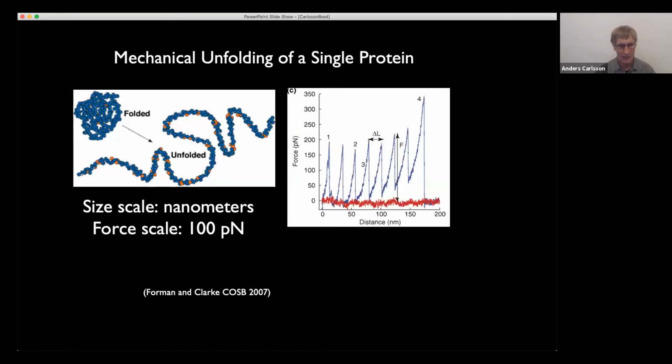And finally, this is not quite part of the story, but I just think it's really neat that you can unfold a single protein by exerting a force on it. So you can grab either end of a protein and then start pulling on it, and as a function of distance, you unfold domain after domain after domain of this protein. And the force scale for that is only over 200 piconewtons. So that takes a lot.